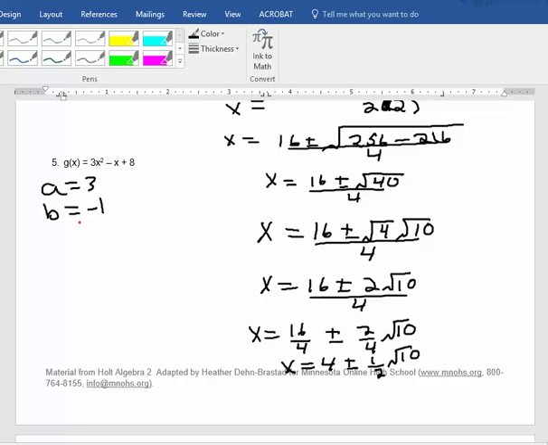A or B would be -1, so you might want to check if you're doing this one, or if you did it and you got it wrong, you might want to check that you use -1 for B, but when you square it, you'd still get 1.